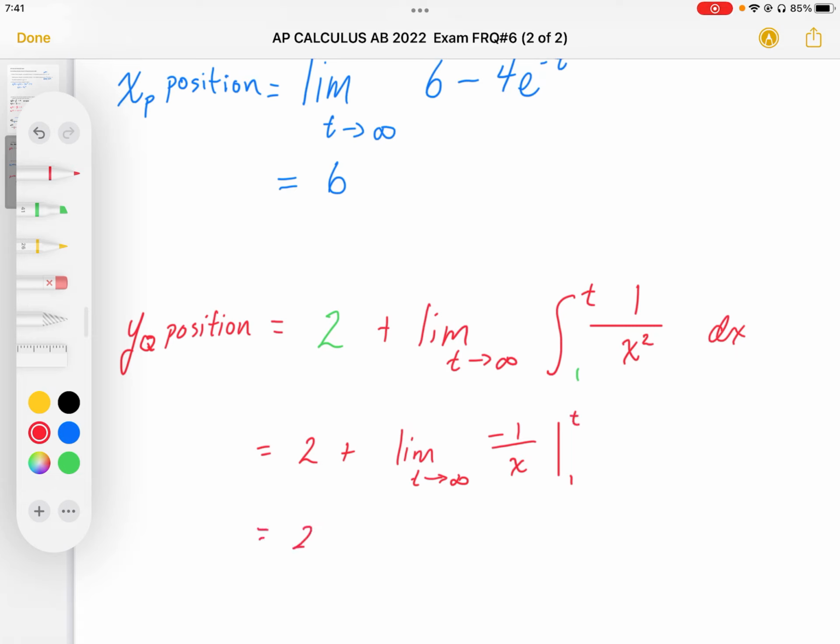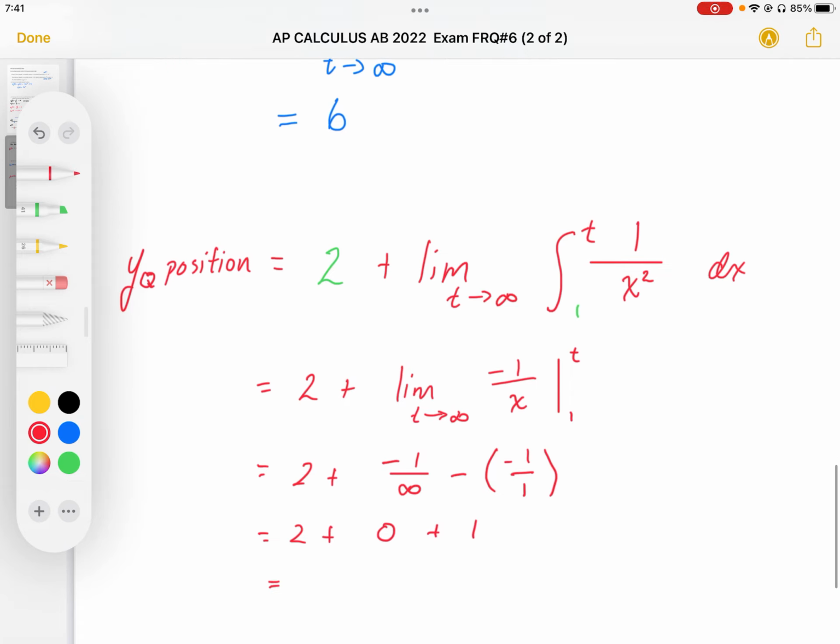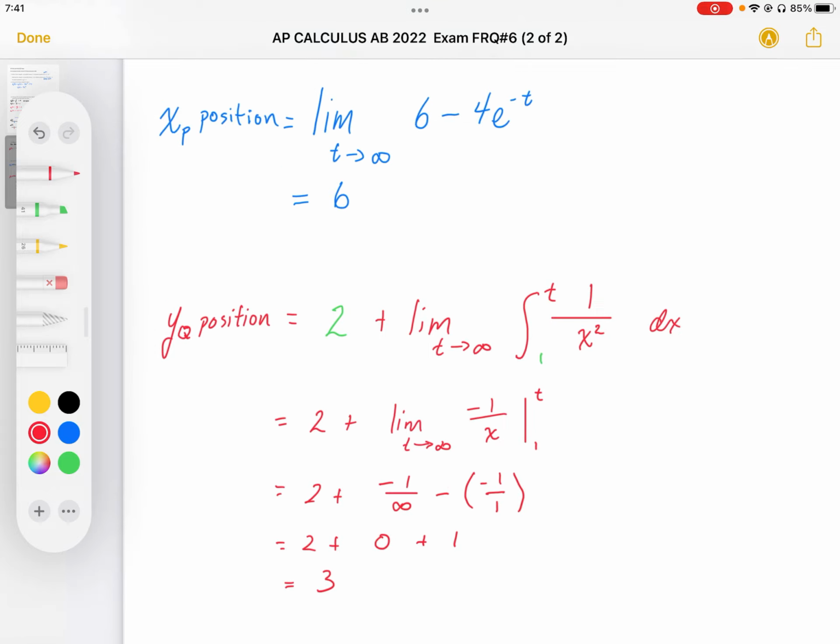So this is 2 plus, and as I plug infinity in here, I'm going to end up with negative 1 over infinity, because t is going to be infinity, minus negative 1 over 1. Okay, so this works out to be 2 plus 0 plus 1. So the y position is going to be at 3. It's going to get closer and closer to 3, y equals 3, as t goes to infinity.